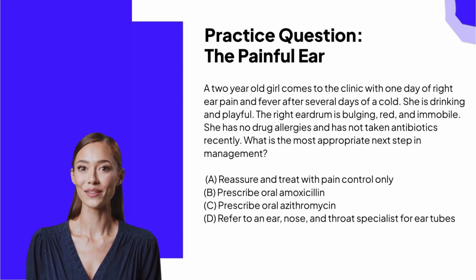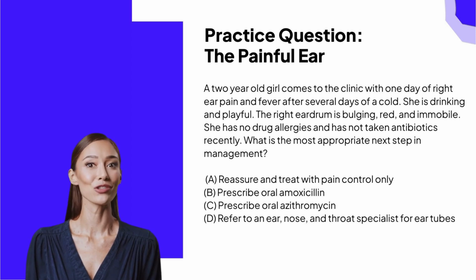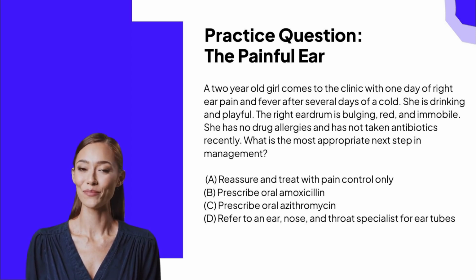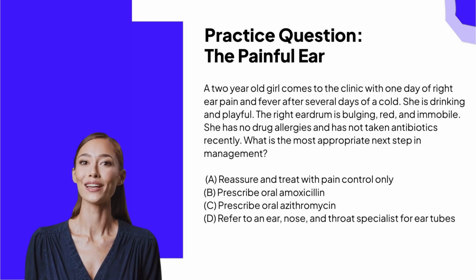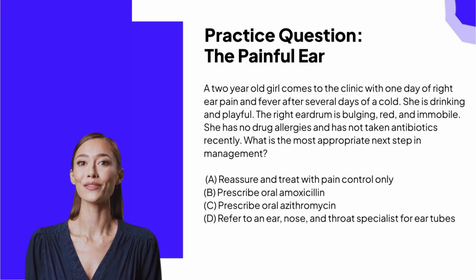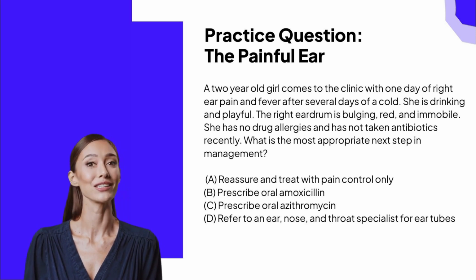Your choices are: Option A, reassure and treat with pain control only. Option B, prescribe oral amoxicillin. Option C, prescribe oral azithromycin. Option D, refer to an ear, nose, and throat specialist for ear tubes. Pause here and use the age, the timeline, and the viral versus bacterial mindset to make your choice before we walk through the answer together.